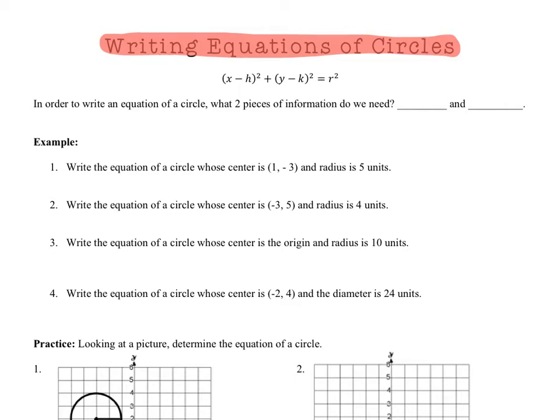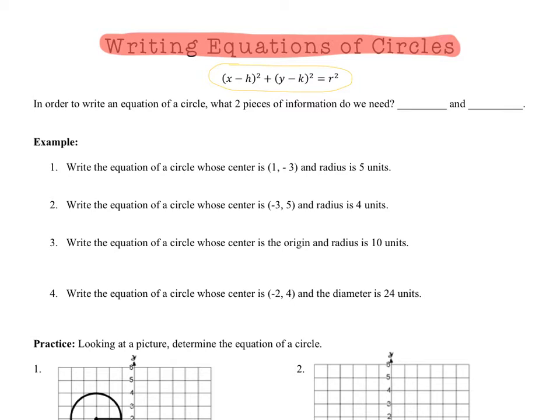And notice right here, I gave you the equation of a circle. You technically don't have to have that memorized. However, you're going to memorize it because you're going to be using it a lot and it's not that hard. So look at this first question, and I want you to see if you can answer it. In order to write an equation of a circle, what two pieces of information do I need?